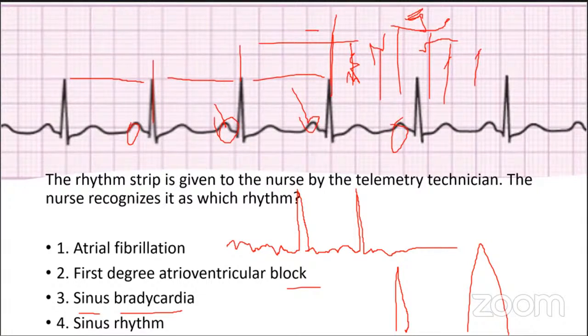Which other feature can I remember now? So I think those are the 4 major ones. The rate is within the normal range of 75 to 100, or 60 to 100. The rhythm is regular; we've measured the RR interval and it tells us it's regular. There's a P wave present before every QRS complex, so we have that 1-to-1 ratio, meaning for every P wave there's a QRS complex.